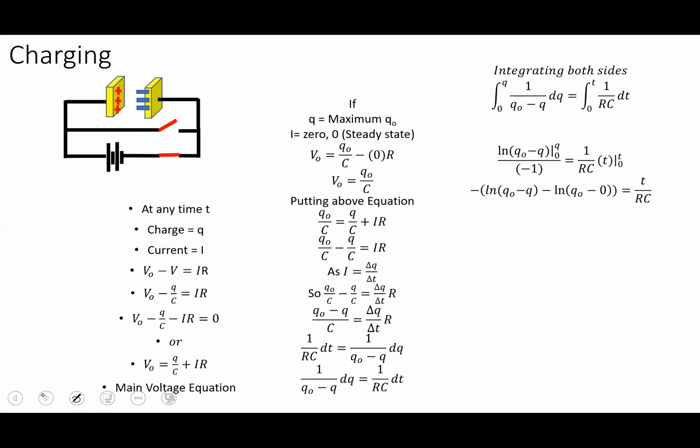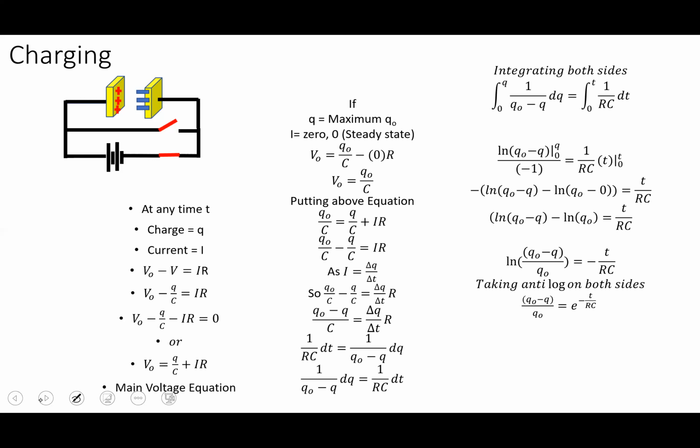What do we get? We get minus log of Q naught minus Q minus log of Q naught minus 0 is equal to T over RC. Now, if we rearrange this whole equation, we get log of Q naught minus Q minus log of Q naught is equal to minus T over RC. Now, if we apply the formula of log over here, because there's a negative sign in the formula of log, we can divide the first part by the latter part in a very simple way. So we get log of Q naught minus Q divided by Q naught is equal to minus T over RC.